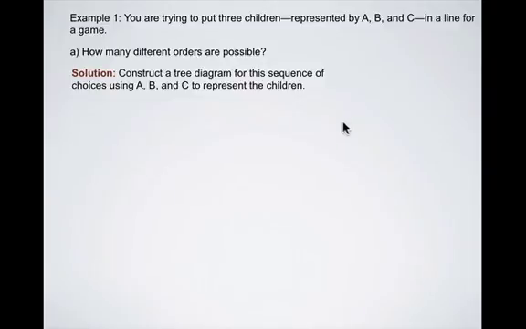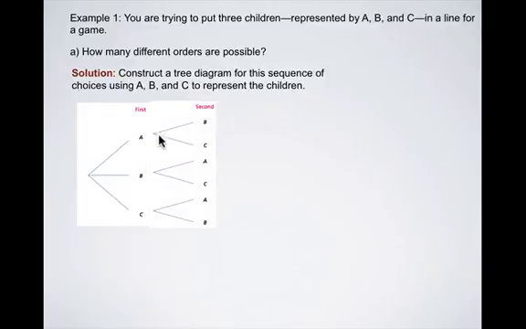Well, if we construct a tree diagram like we did before, then we can see all the choices and all the possible arrangements there are. So firstly, we have three choices of who to put first in line. Once we make our first choice, then we are limited. If we choose A first, then we can choose B second or C second. Similarly, if we choose B first, then we have to choose between A and C second. And once we make our third choice, there is only one option available.